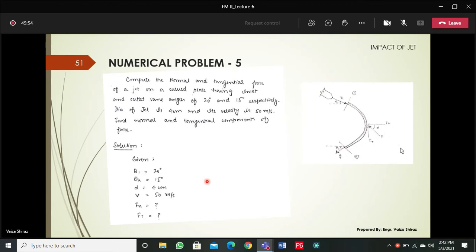In this, you have to find out Fn and Ft. The main angles are given to you. θ1 is 20 degree and θ2 is 15 degree. Diameter of the jet is 4 centimeter and its velocity is 50 meter per second. This is the general figure. You can modify this figure by writing the values of θ1 and θ2 over here.